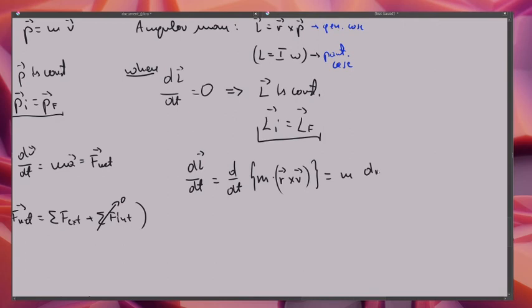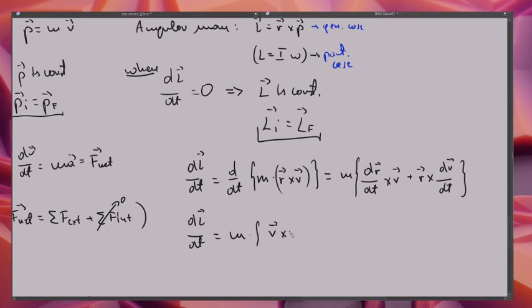So you're going to end up with dr/dt cross v, plus r cross dv/dt. You have to distribute this thing. And let's take it a little farther. So what I have is dL/dt equals m times, well, dr/dt, that's v. So I'm going to end up here with v cross v plus r cross dv/dt, that's a.